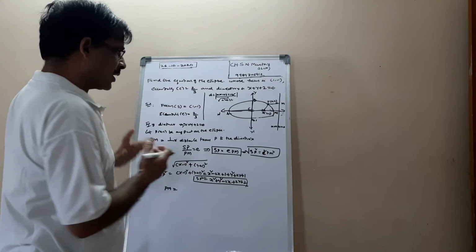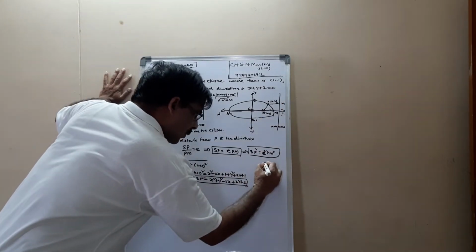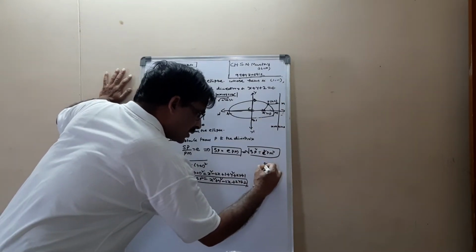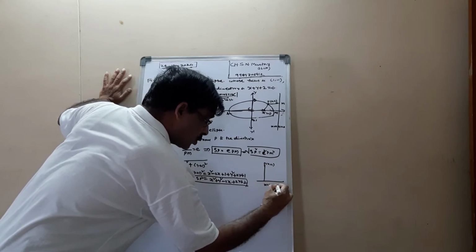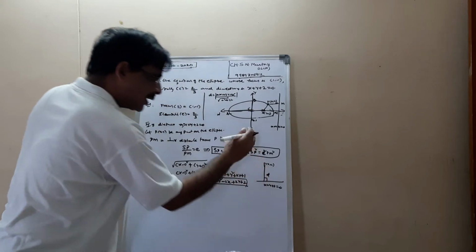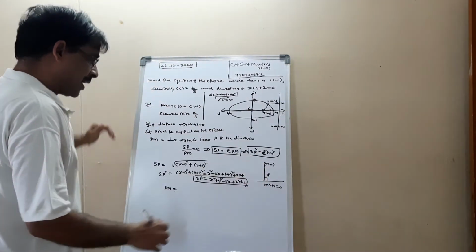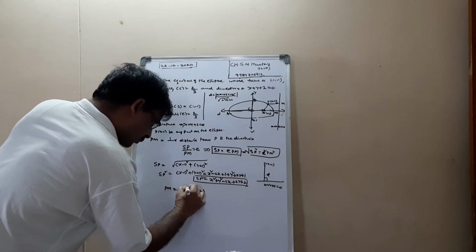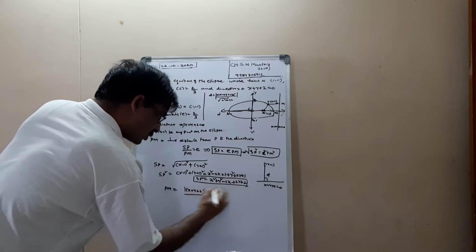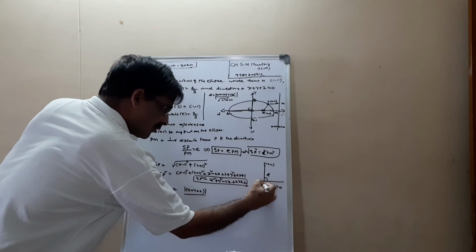How to find PM? Here, this is a point P(x, y). Let the directrix be x plus y plus 2 equal to 0. We have to find the distance PM. You know, modulus of x plus y plus 2 under root of the coefficients 1, 1.